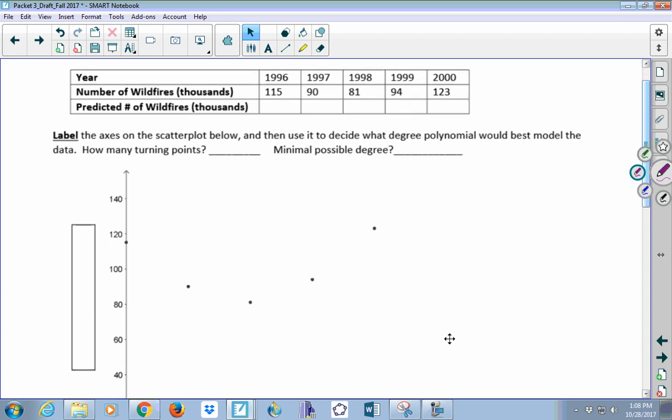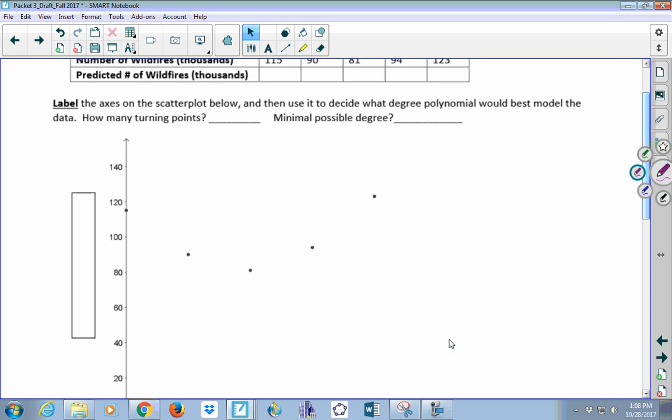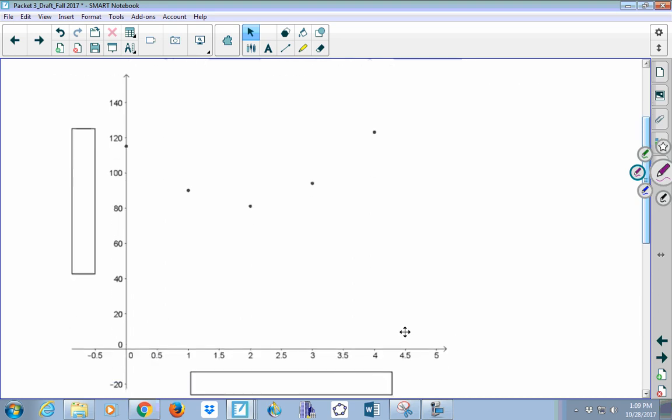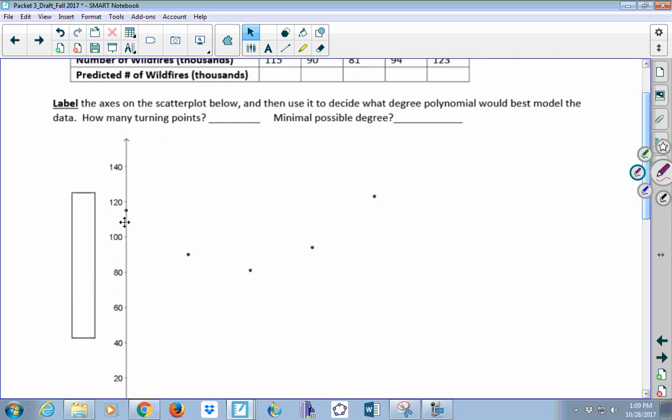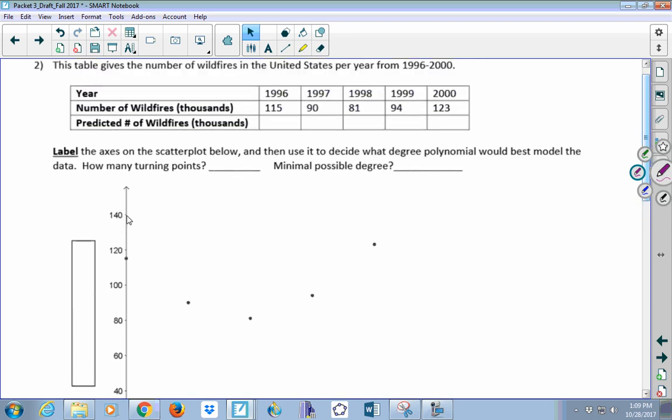So label the axes on the scatter plot below and then use it to decide what degree polynomial would best fit the data. So let's label each axis. Now be careful here because you don't see 1996, 1997, 1998 up to 2000. What you see is 0, 1, 2, 3, 4. So at 0, your y-intercept here is a number very close to 120.